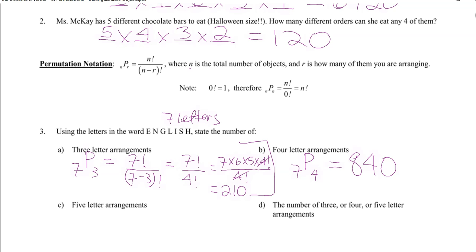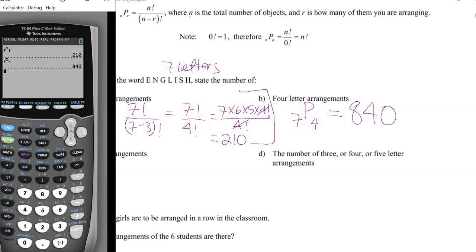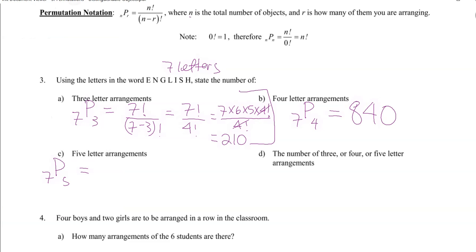5-letter arrangements. Give that one a shot, come up with the answer. So show what you're doing. You're going to do 7P5. That's equal to, and I'll redo it. 7P5, 2520. If it was 7-letter arrangements, that would just be 7 factorial. There's no point doing 7P7. Just go 7 factorial if it's all of them.